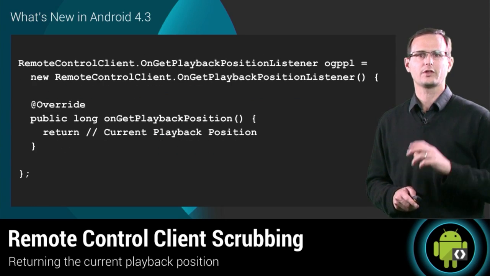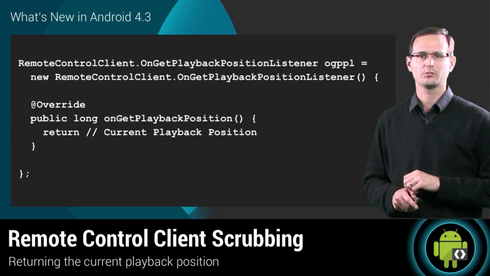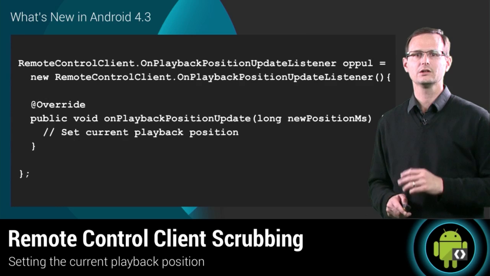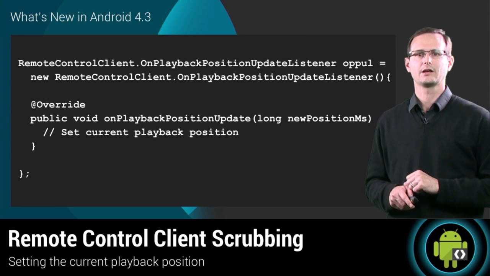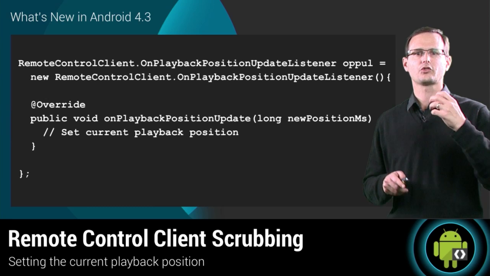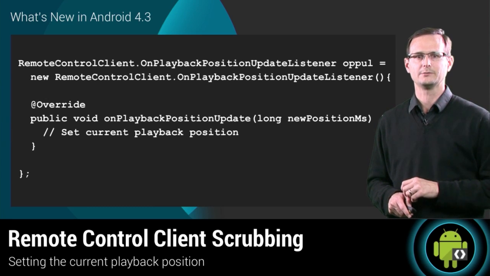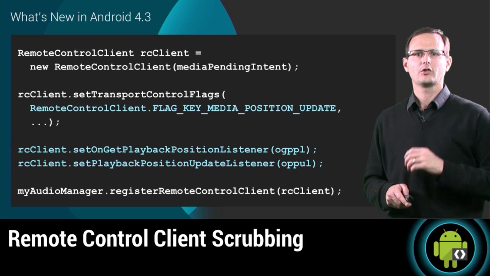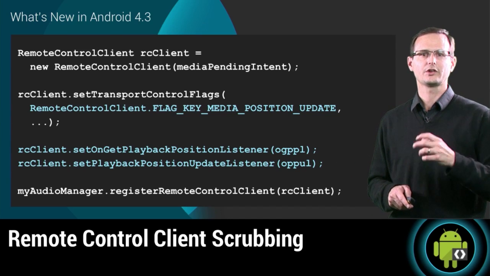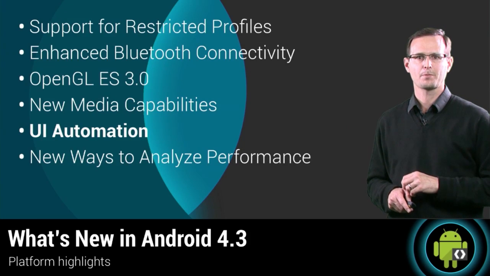Then, implement both an onGetPlaybackPosition listener, overriding the onGetPlaybackPosition method to return the current position of your media, and an onPlaybackPositionUpdate listener with an overridden onPlaybackPositionUpdate method to listen for a new time code when the user scrubs the playback using the Remote Control UI. With these interfaces defined, you can then set them on your Remote Control Client by calling setOnGetPlaybackPositionListener and setPlaybackPositionUpdateListener.